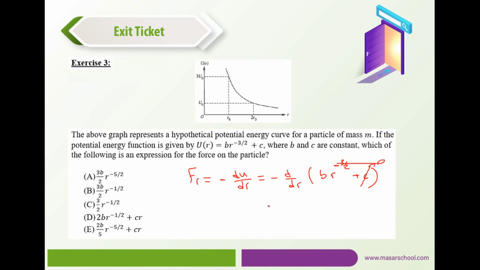Now this constant is saved, it will be dragged out, so d by dr of the power function. Now we drop down the power, which is negative 3 over 2, that would be 3 over 2 b, and we decrease the power by 1, then minus 3 over 2 minus 1, that would be minus 5 over 2. So r to the power minus 5 over 2, and the correct answer in this case would be A.